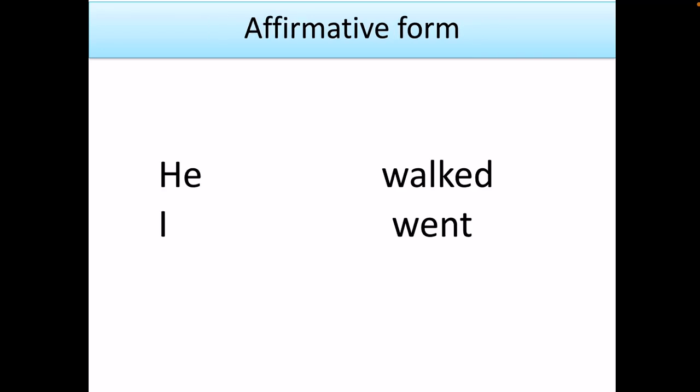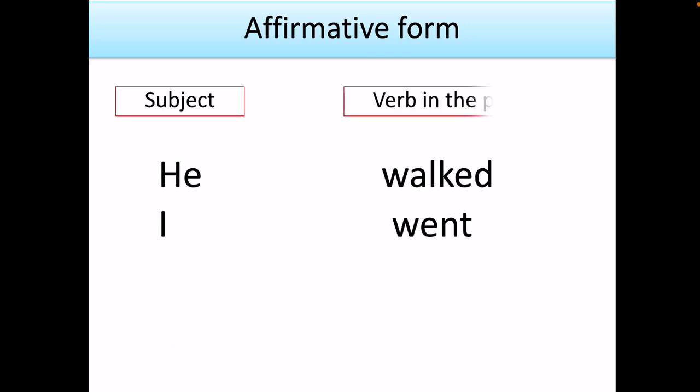Now, let's check the affirmative form for the past simple. We have here, he walked, I went. The first part here is the subject. He and I, they are the subject. And walked and went, they are the verb in the past. So, when we want to form the past simple, we're going to need the subject and verb in the past. هنحتاج إلى الفاعل والفعل بصيغة الماضي.